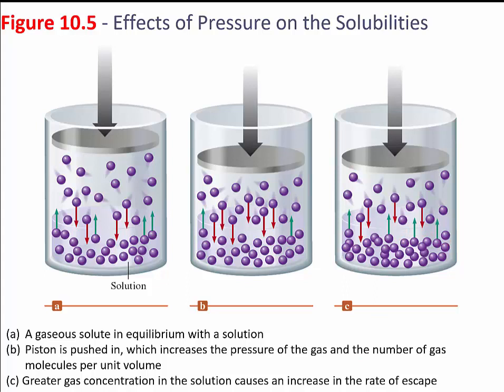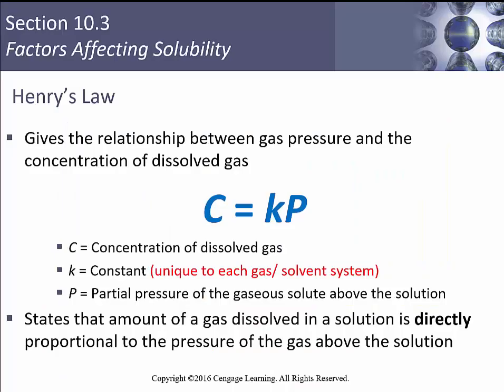And is there a quantitative way to describe this? You bet there is. That's called Henry's law. And it's going to give us the relationship between gas pressure and the concentration of dissolved gas. Real simple. It says that C is equal to kP. So that the concentration of our dissolved gas is equal to the pressure times some fudge factor k that makes it all work. So our concentration could be in moles per liter.